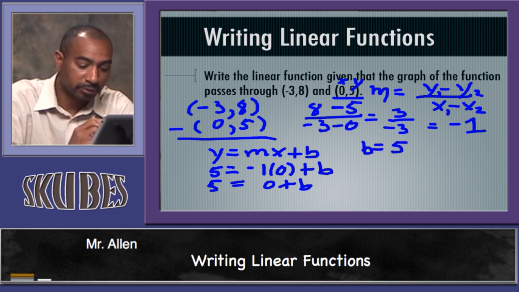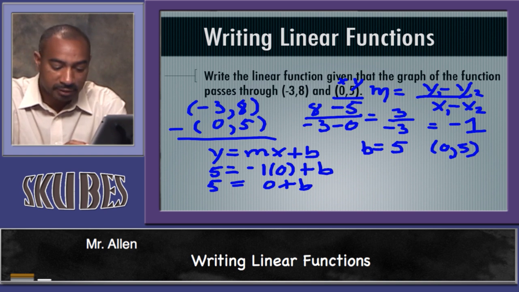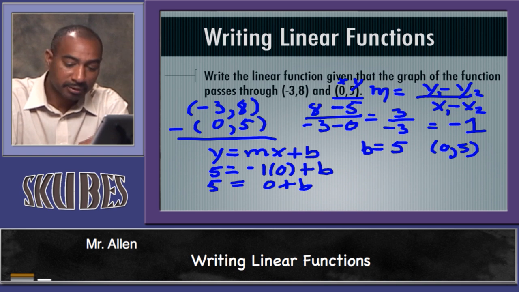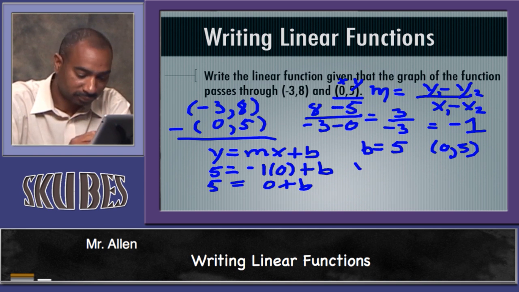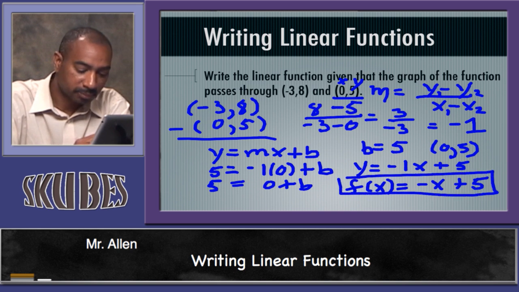But a shortcut is, if you notice the pattern, 0, 5, if x is 0 and then you see the y coordinate here, that means that's the y-intercept, because that's along the y-axis. So you can use this to plug in for the final equation. So we know the slope is negative 1. So negative 1 times x plus 5. Or I can just say f of x equals negative x plus 5. And that's my equation.